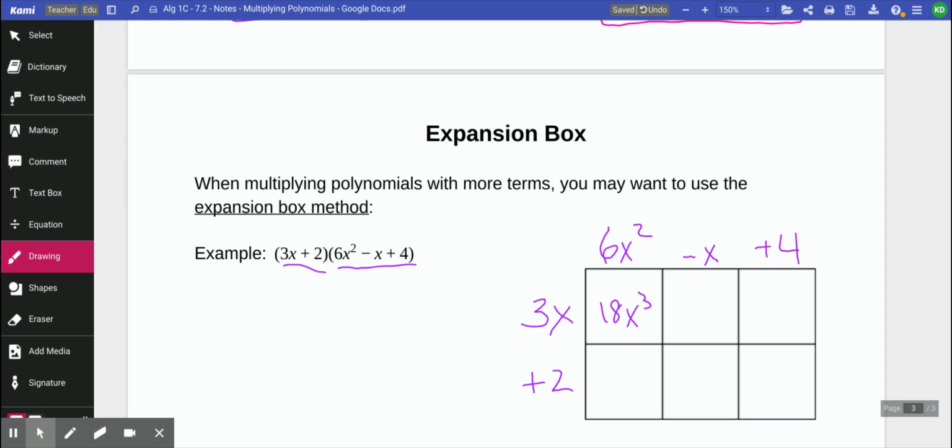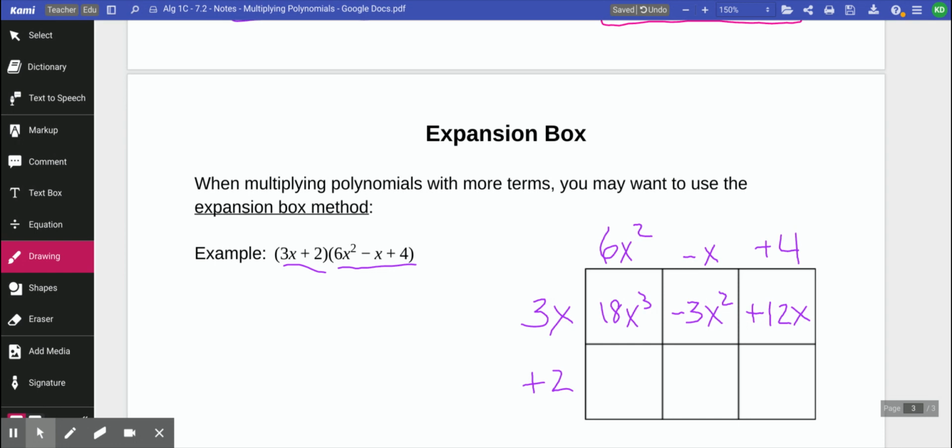And it's going to go across. Negative x times 3x. So negative 1 times 3 is negative 3. X times x is x squared. And then our last box is 4 times 3, which is 12. And we have 1x. So you see how all the exponents are different? That should always be like that. Okay? If you multiply x and get x, right, you end up with 2 x terms. That's where something's going to go wrong. So make sure that you're checking your exponents as you go.